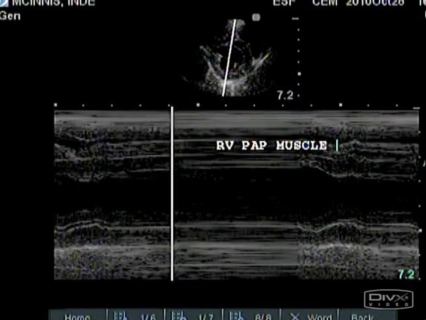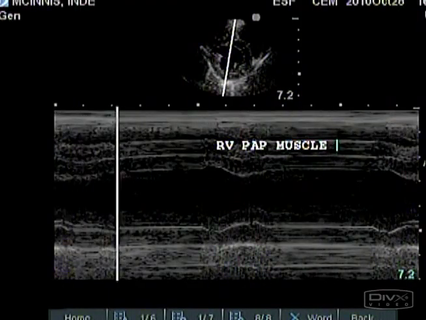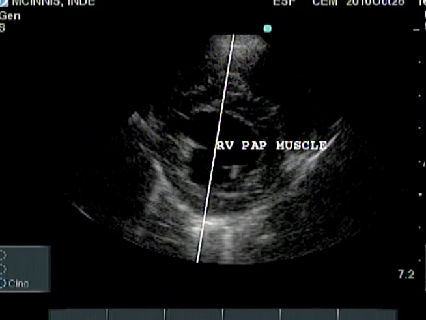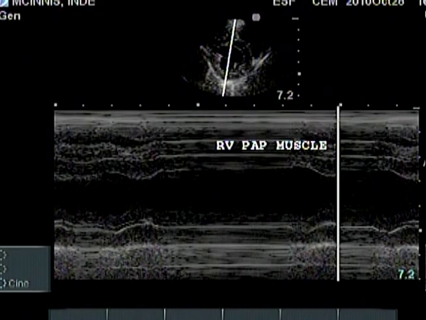Sometimes a papillary muscle of the right ventricle can be seen and must be differentiated from the interventricular septum. Toggling between the two-dimensional view and the M-mode view will help you differentiate papillary muscle from the muscle of the septum.